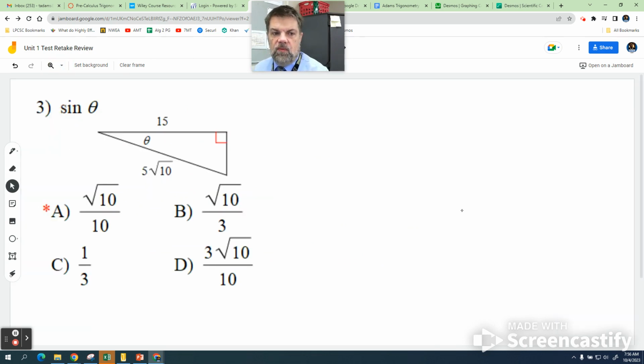Now for this one, we need to figure out sine of theta. So remember that sine of theta is equal to the opposite over the hypotenuse, right? So what did they give me? Well, this is the hypotenuse, right? And this is the adjacent, but I don't have the opposite.